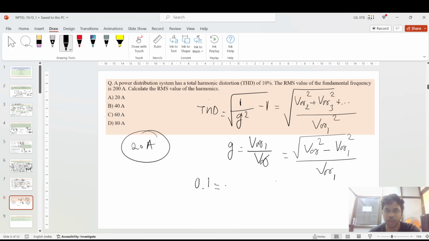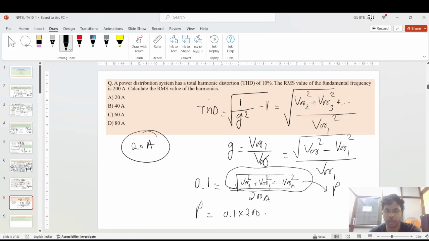Okay, there are multiple ways to write depending upon what you have in the question, what you need. So it is saying that THD is 0.1, this is okay. And it is also having the RMS component of the fundamental at 200 amps. It is fine. And they wanted to know the RMS component of the harmonic. Okay, so in this situation, V_O_R2 square plus V_O_R3 square plus dot dot dot V_O_Rn square, this term I am considering as p. So p has to be 0.1 multiplied by 200, that is actually 20 amps.